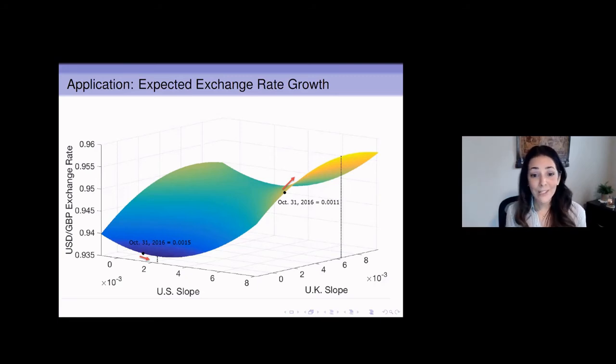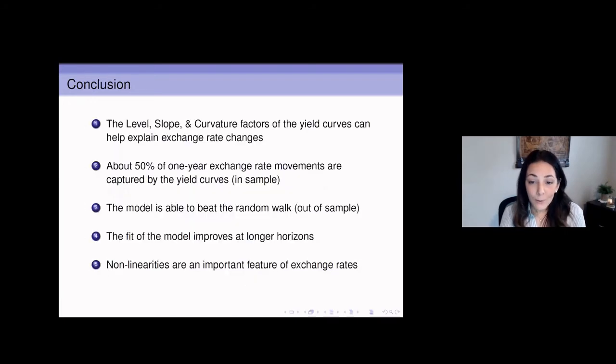This is only for the slope, but you know that the level and the curvature of the yield curve will also have influence on the exchange rate. So if we want to know what happens to the exchange rate, we have to look at the influence of all these 6 factors in total on the final pressure on the exchange rate. And with this, I'm going to conclude by saying that yes, interest rate factors can explain exchange rate fluctuations, and those are the level, slope, and curvature of a country's yield curve.